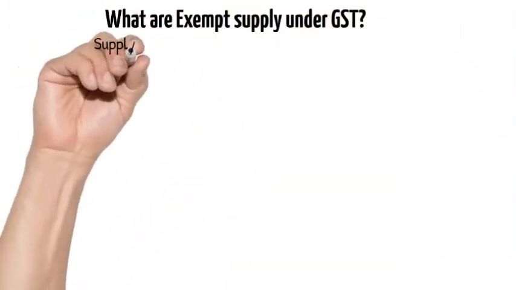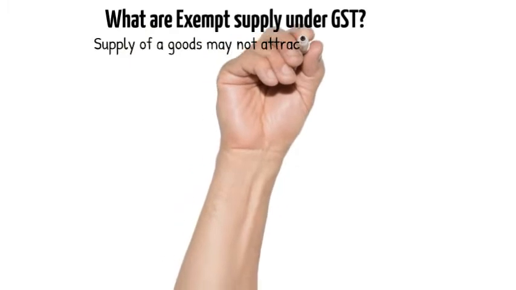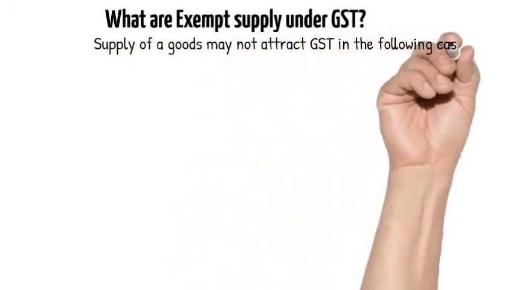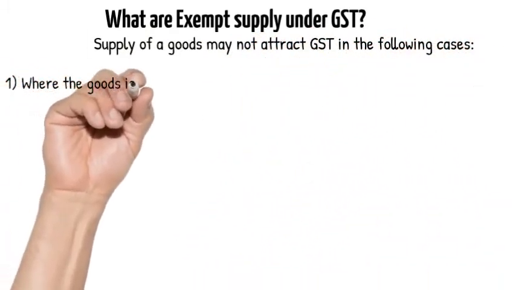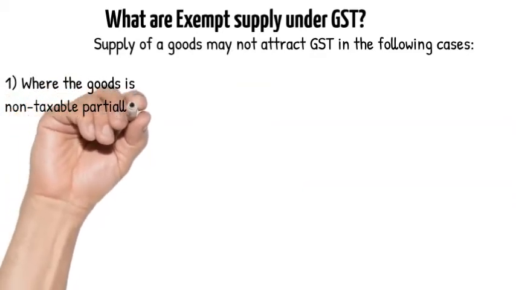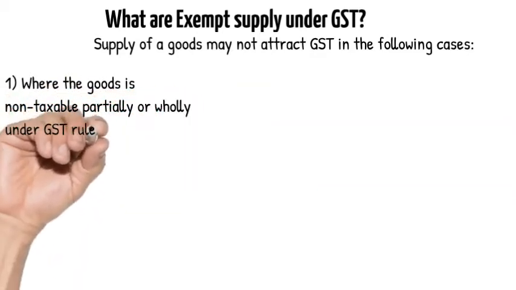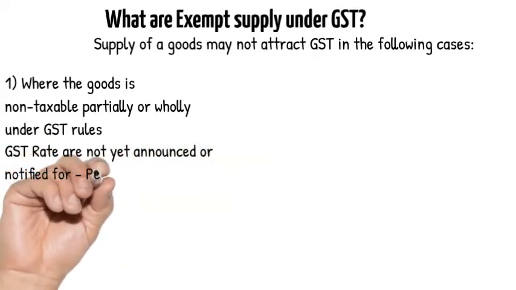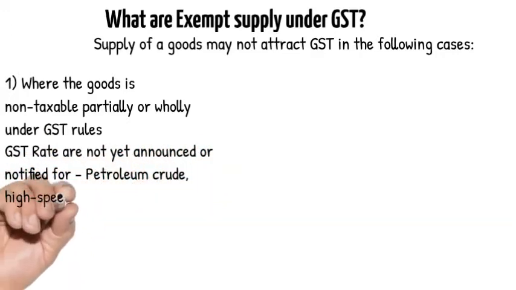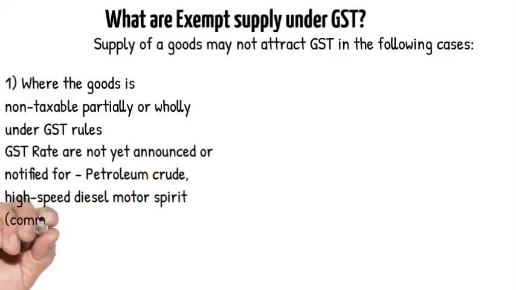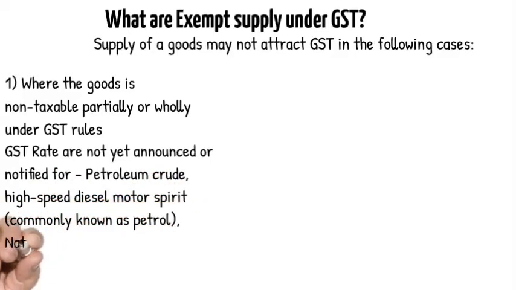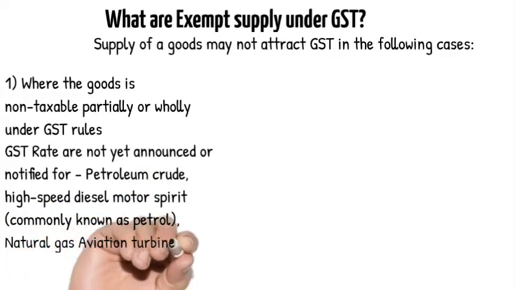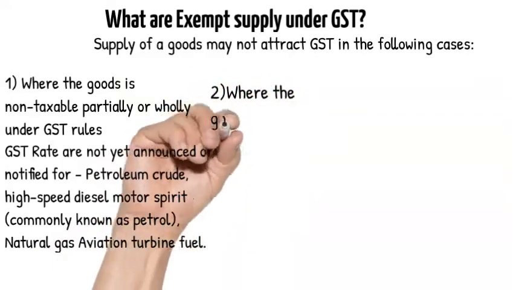What are exempt supplies under GST? Supply of goods may not attract GST in the following cases. First, where the goods are not taxable, partially or wholly, under the GST rules. GST rates are not yet announced or notified for petroleum crude, high-speed diesel, motor spirit, natural gas, aviation turbine fuel. Hence, GST is not applicable on them.